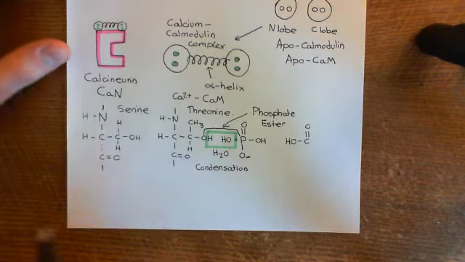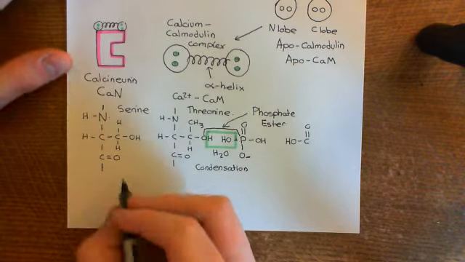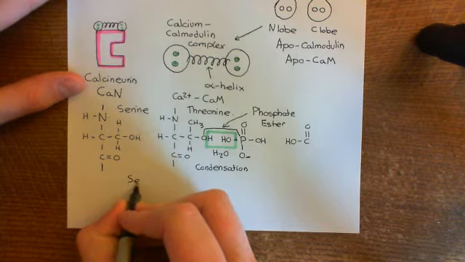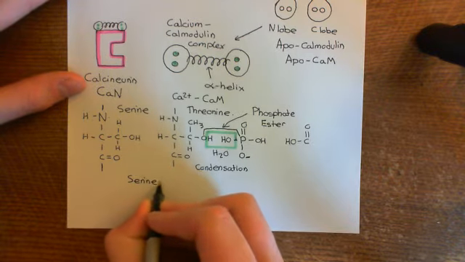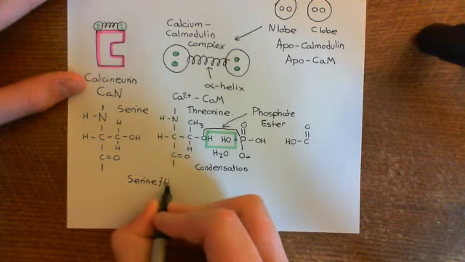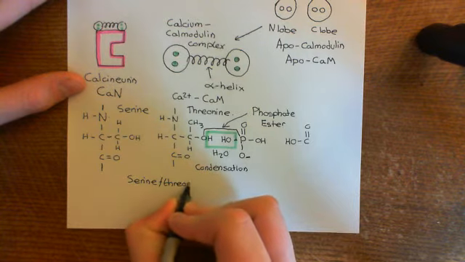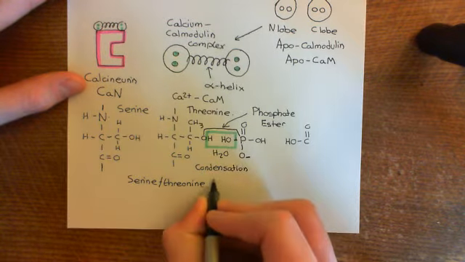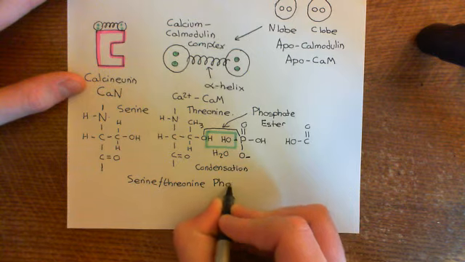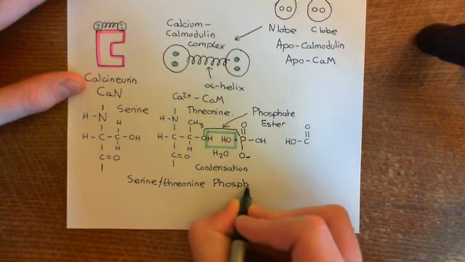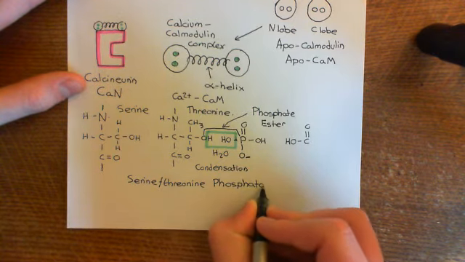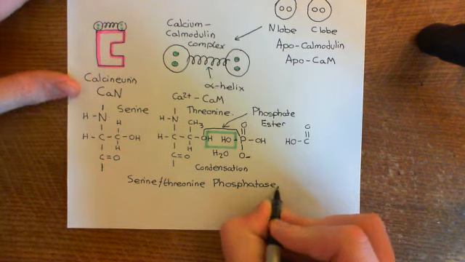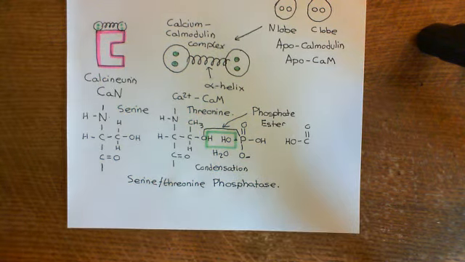Calcineurin, however, is not a serine threonine kinase. It's what's known as a serine threonine phosphatase. So it's going to go around removing phosphate groups from serine and threonine residues. And we'll see the importance of this in the next video.